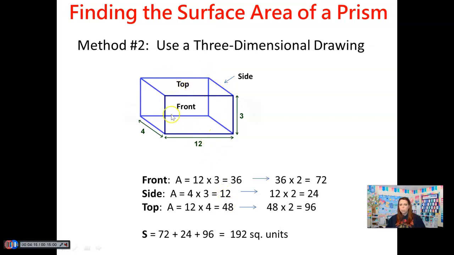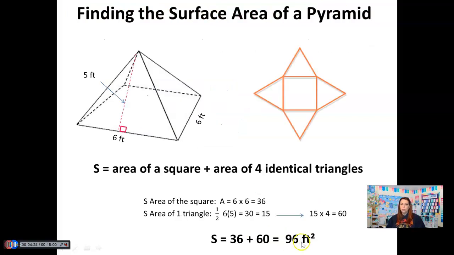The top one is 48, the bottom one is 48. So there's 2 of them, it's 96. You add these all together and you get the total square units, 192.